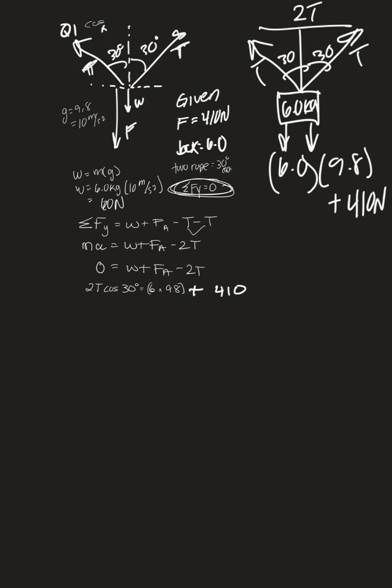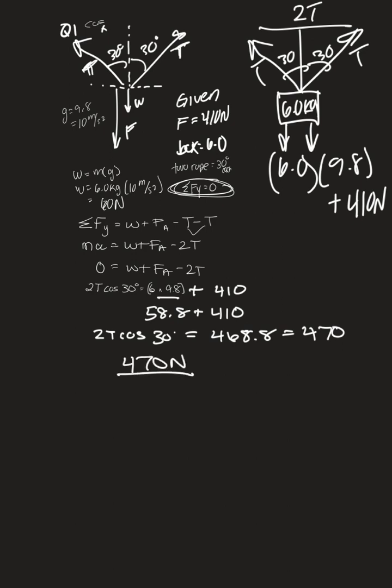So we take this number and times it, and you'll get 58.8 plus 410, which would get you 2T cosine of 30 equals 468.8, which is about 470. 470 newtons over 2 cosine of 30 degrees equals 271.3546. The answer would be 271 newtons.